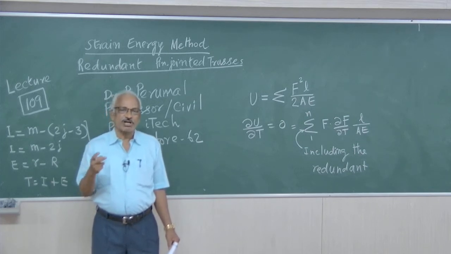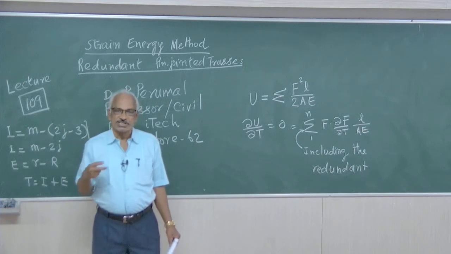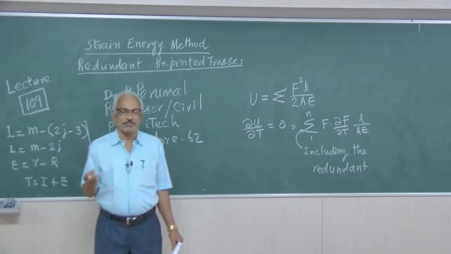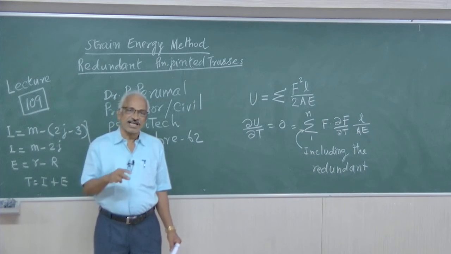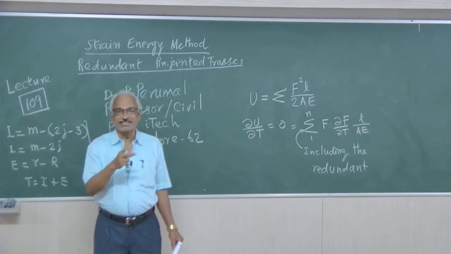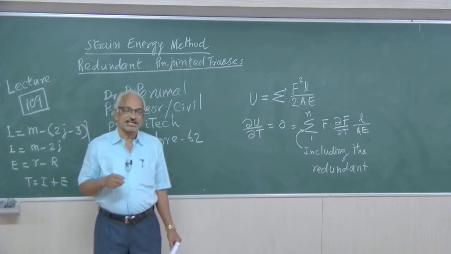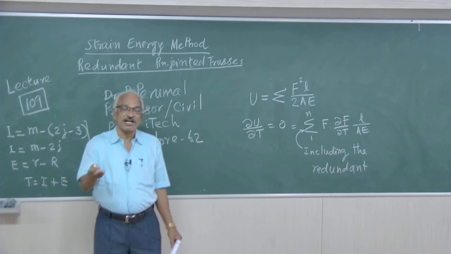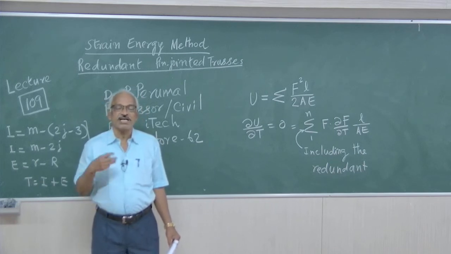But we have got only 3 equations of equilibrium: sigma V equals 0, sigma H equals 0, and sigma M equals 0. So 6 reactions, 3 equations of equilibrium, therefore there are 3 excess reactions. So the structure will be externally redundant to 3 degrees, externally indeterminate to 3 degrees.